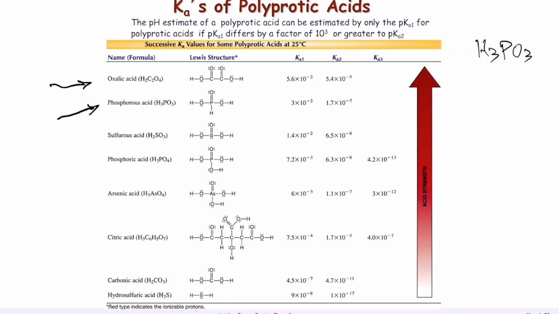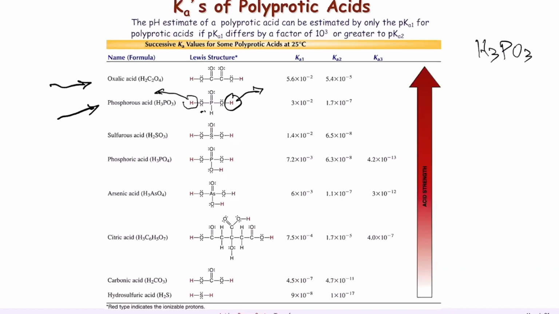It's not H3PO4. And look, there's only 2 Kas here, which means that only 2 hydrogens can come off. Why? Look at the Lewis structure. This hydrogen can come off because it's attached to an oxygen. This hydrogen can come off because it's attached to an oxygen. In other words, it's an acidic hydrogen. Acidic hydrogens are hydrogens that can come off and on.